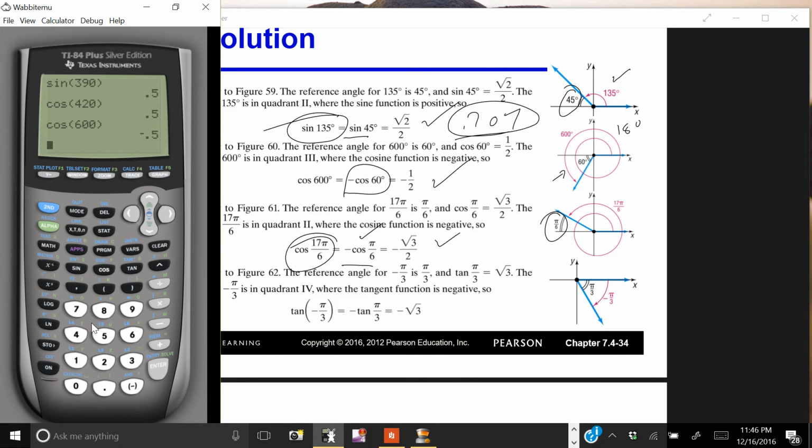And cosine of 17 pi divided by 6 equals.